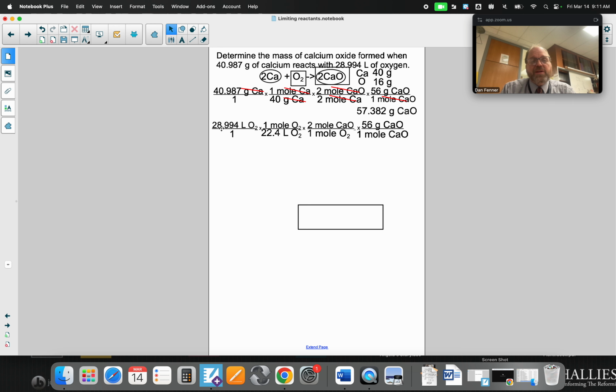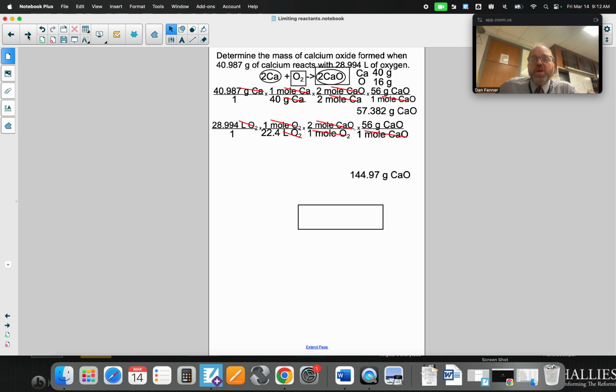Multiply on the calculator: 28.994 times 2 times 56, divide by 22.4. Again, we have 5 sig figs in the given information. All the rest are infinitely significant. So 5 sig figs I have, here we go, 144.97 grams. Now, which is the answer?